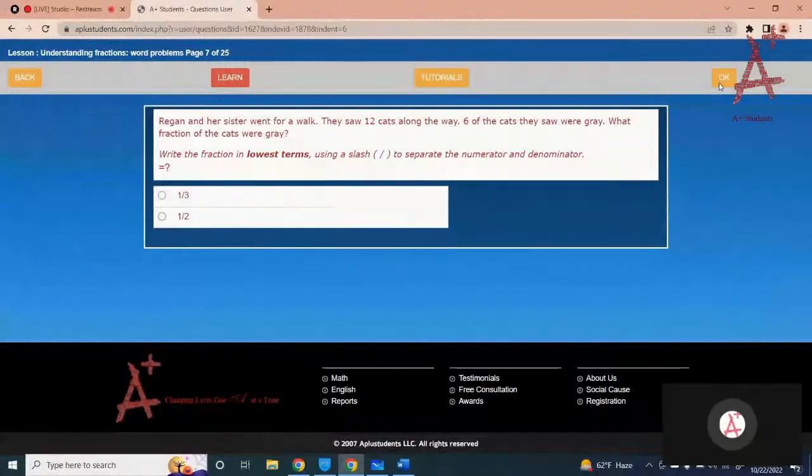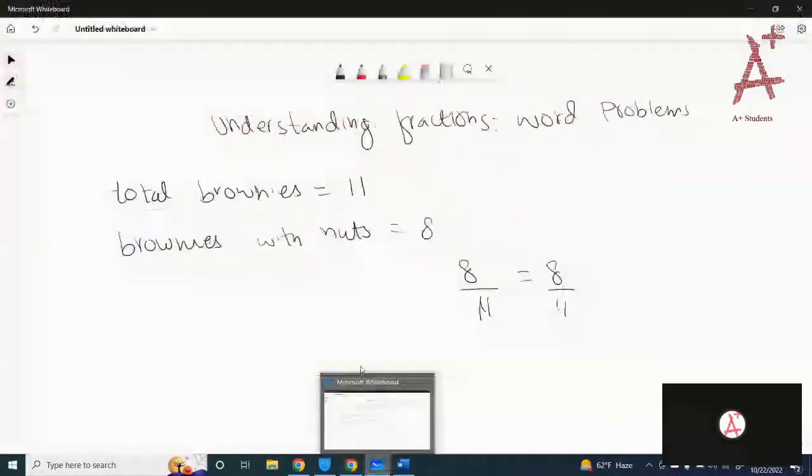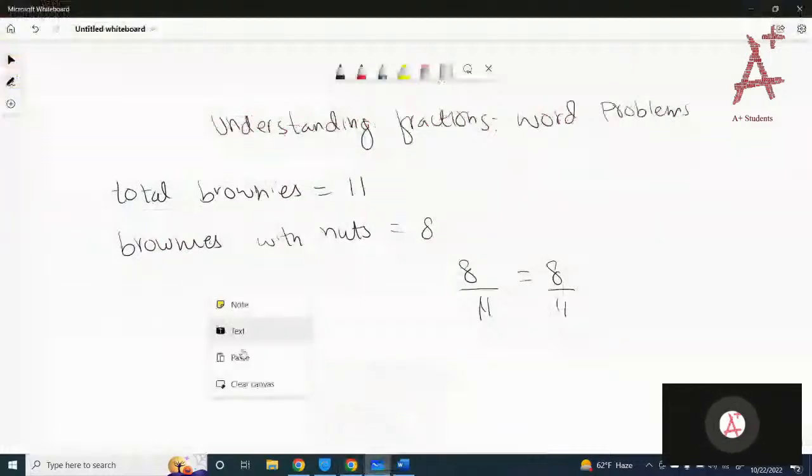Okay, Regan and her sister went for a walk. They saw 12 cats along the way. 6 of the cats they saw were grey. What fraction of the cats were grey? So it is 6 over 12. You have to write the answer in the simplest form. How do we write 6 by 12 in the lowest form?